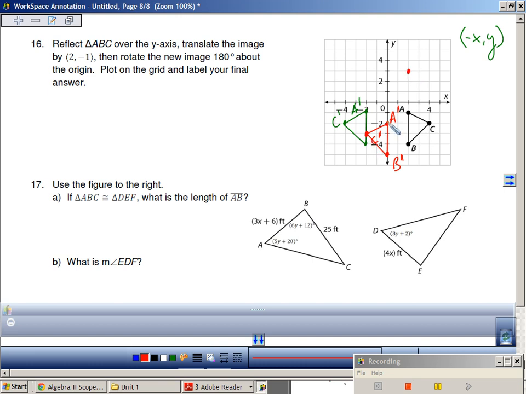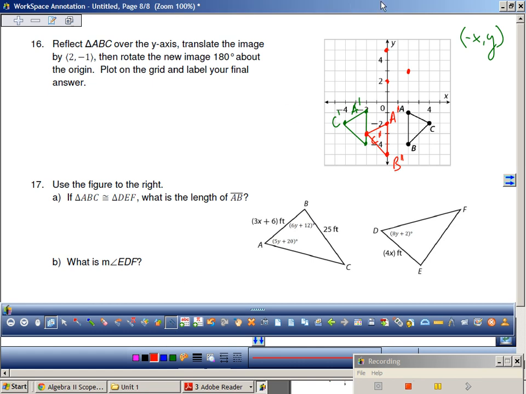So what am I going to do with A? How do I get to 0? Up 2, so I should go up 2 more. And B? Over 2, up 3. Okay. See that? So 1, 2, 3, 4, 5. It's complicated this way. You guys should just use patty paper. I do. Not that way. That would be rotated 180.